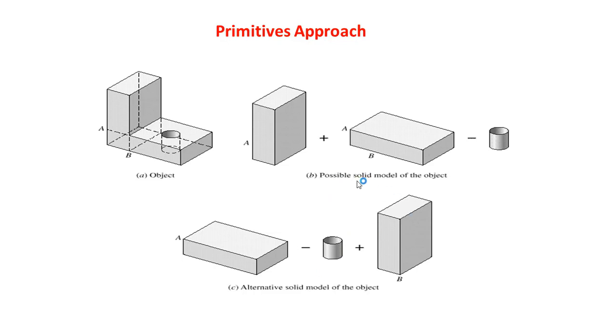Now we will understand figure B. By considering the primitive approach, whatever primitives are available, we will just perform the boolean operation like A plus B and minus C. Suppose this is C, the cylinder. When you perform this operation, you will get this object. Another alternative is A minus C plus B, so you will get this object. These are the two alternatives in the primitives approach. In the primitives approach, we use whatever primitives are available and construct the object.